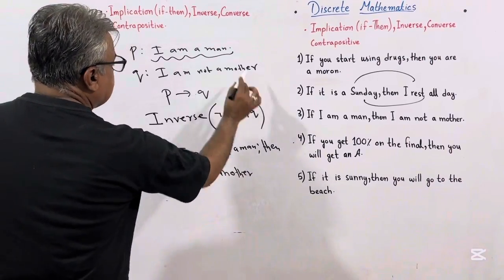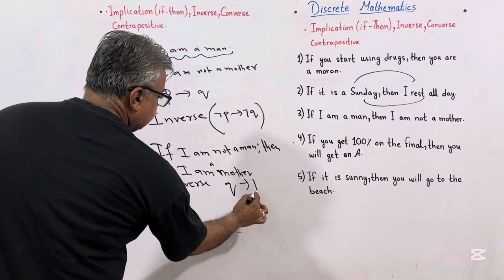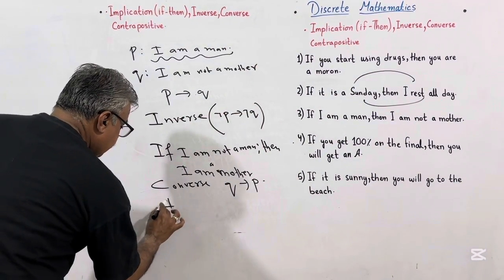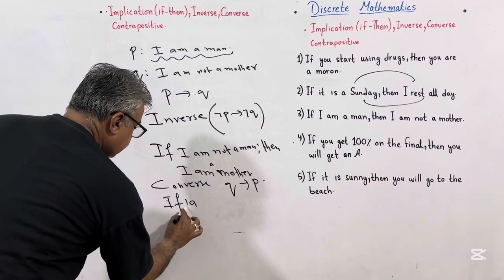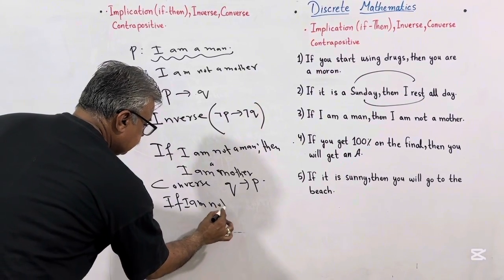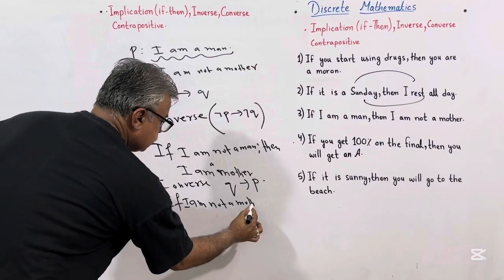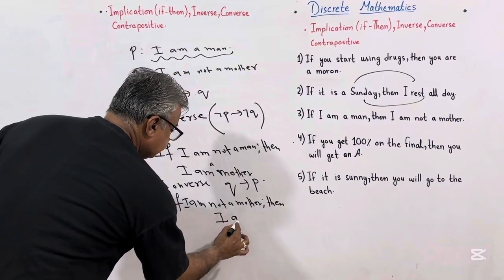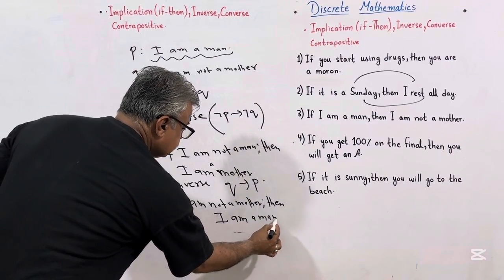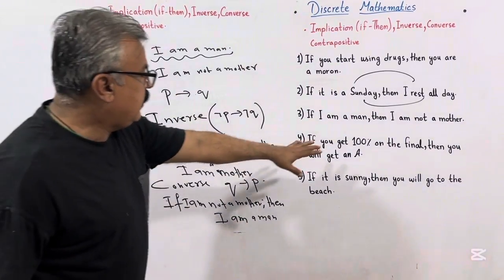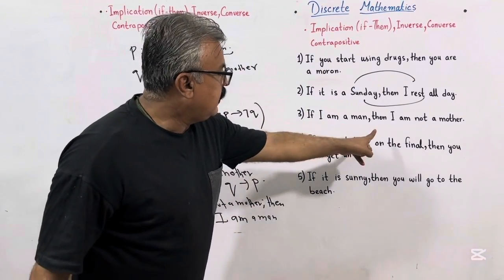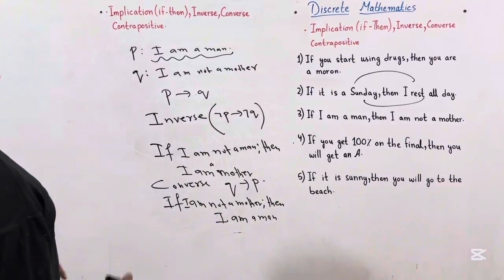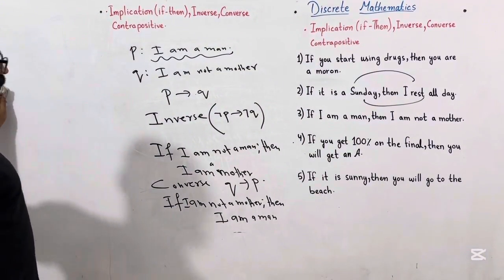Converse is given by Q implies P. Q implies P. If Q means if I am not a mother, then I am a man. Converse of this one: if I am not a mother, then I am a man. Finally, how to write contrapositive of this one?